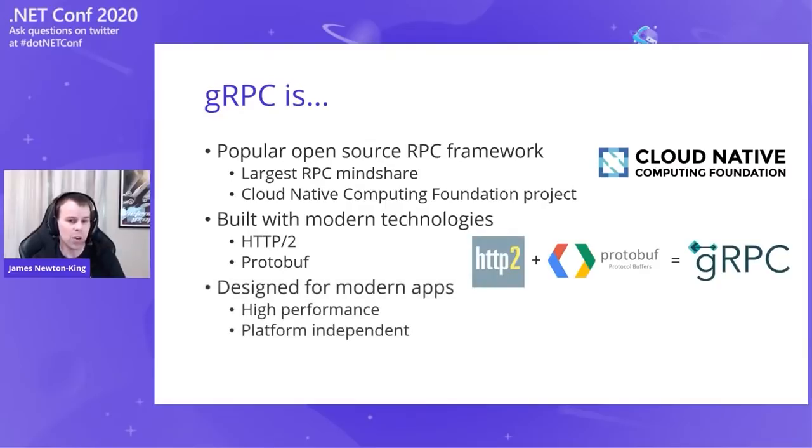gRPC is designed for modern apps, particularly microservices. It's high performance. Both HTTP2 and protobuf are designed with performance in mind, and it's platform independent. There are gRPC implementations for every major programming language today. So you can be in .NET or Ruby or Go or C++, Java, Node, Python, you name it. You can talk between your apps using gRPC. They're all completely interoperable.